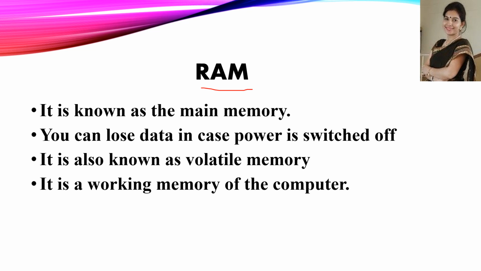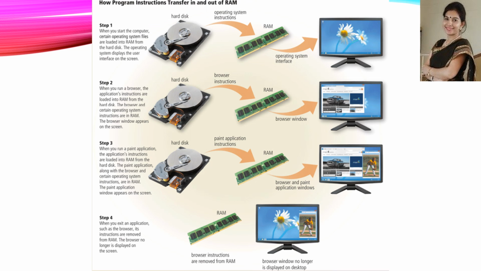So your processor reads only from your RAM. And then the processor interprets and executes the program when it is on RAM. So let us see how programs and instructions are transferred in and out of the RAM.